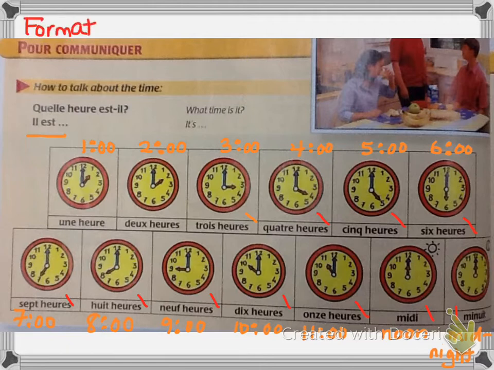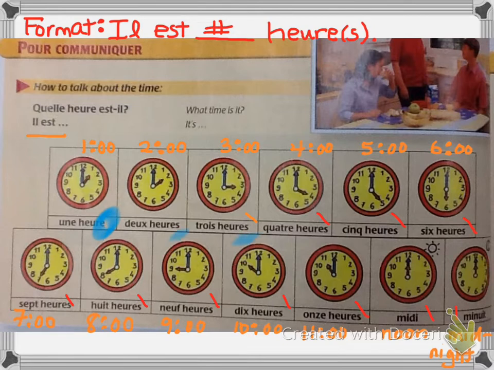So notice our format for times that are on the hour is il est, our number, and then the word heure. I'm going to put the S in parentheses because do notice that 1 o'clock doesn't have an S on it. The rest of them do have S's, but 1 o'clock does not. So most of the time will have an S on it, with the exception being 1 o'clock.